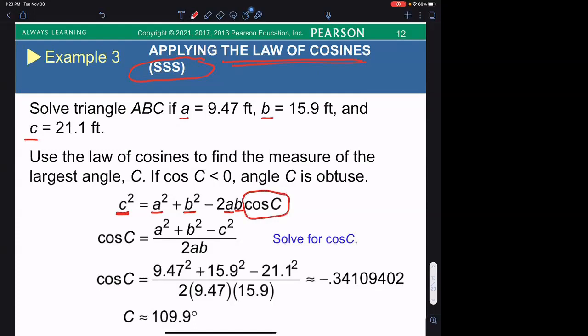So if we know all 3 sides, then the law of cosines, when you plug in all 3 sides, leaves you with cosine of an angle being equal to a number, and then you can solve that by using the inverse cosine.